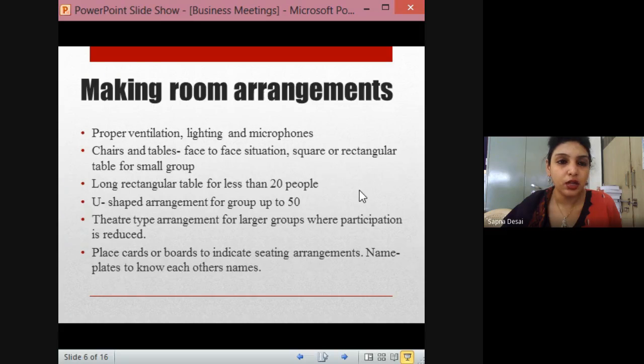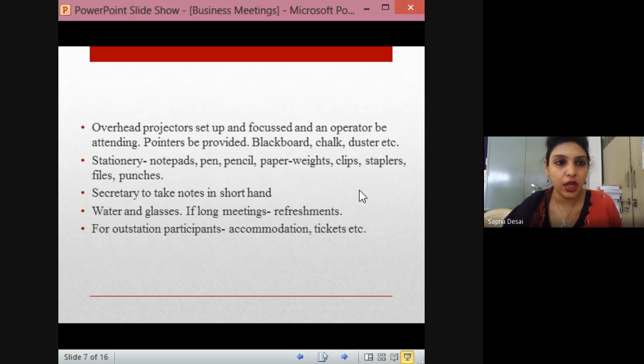So we have discussed how to make the room arrangements and other arrangements. These have to be kept in mind if you ever organize a meeting, if you become a convener or the secretary of the meeting. All of this is very important and will be helpful to you in the future. For business meetings, one should know what to do, how to do it, and what arrangements are to be made.